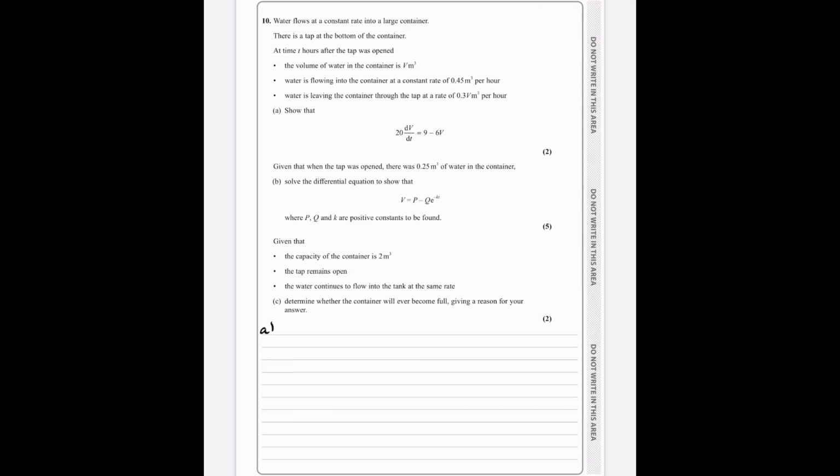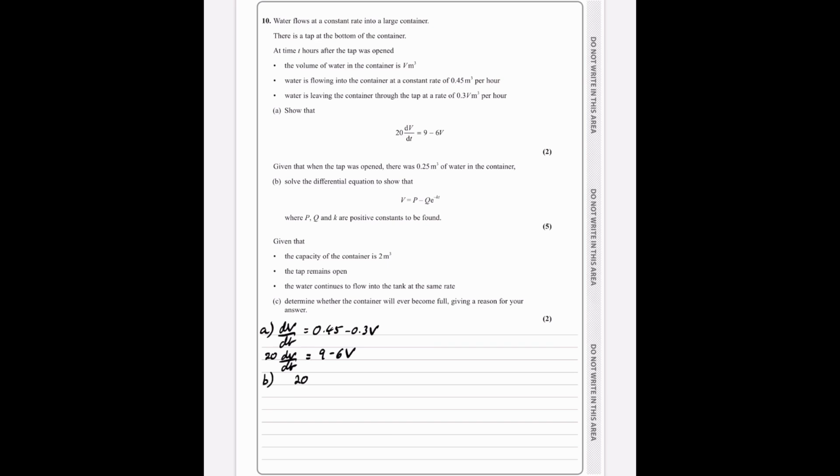Question 10. Well, it tells us that the water is going in at a rate of 0.45, so dV by dt will be equal to 0.45, but then it's going to subtract the water going out, which is going out at 0.3V. So dV by dt will be 0.45, subtract 0.3V, multiplying both sides by 20. We'll get 20 lots of dV by dt, which will be equal to 9 subtract 6V.